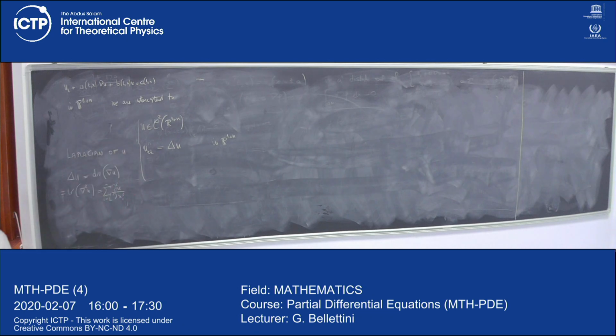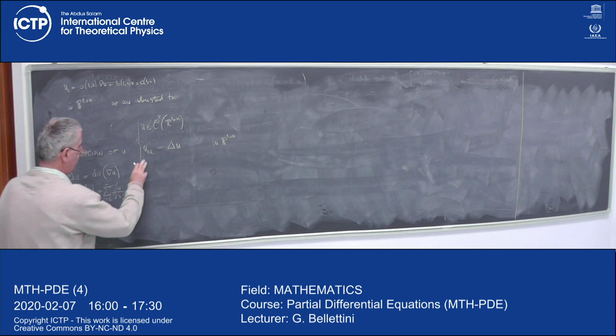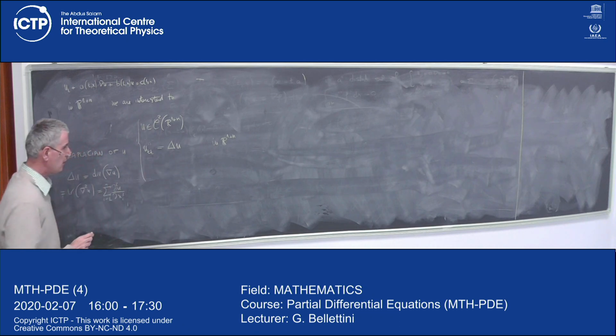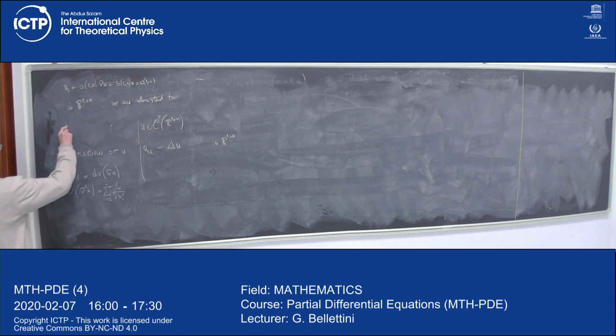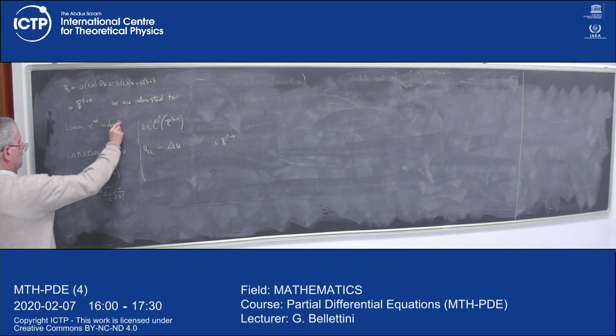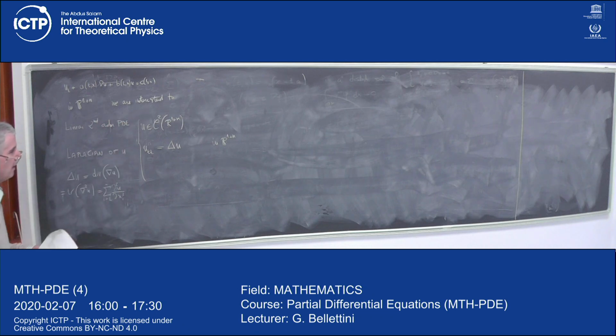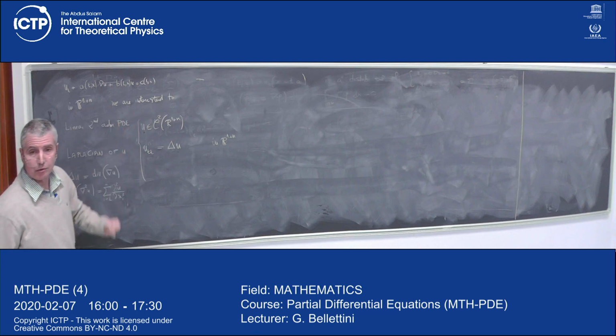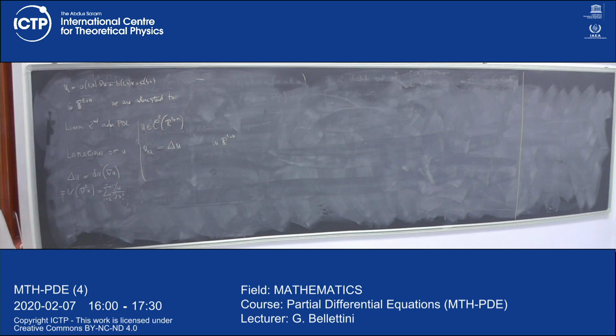Now, you see we have two derivatives in time, two derivatives in space. So this is a linear second order PDE, and as such we ask for a C2 solution for the moment, because we need to take two derivatives.